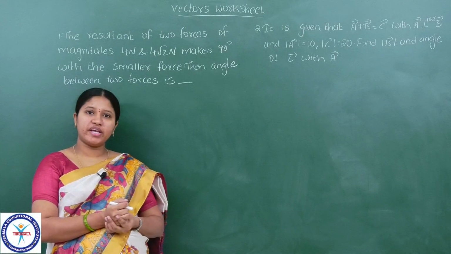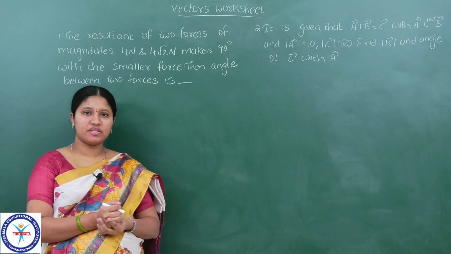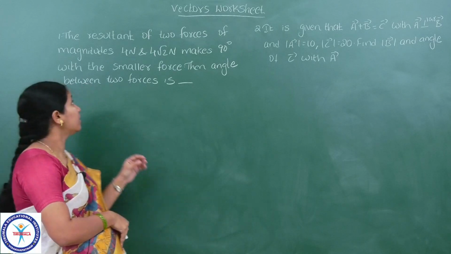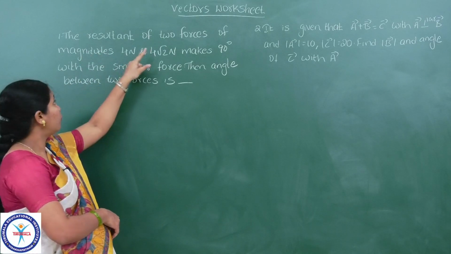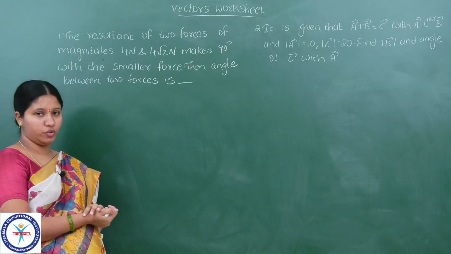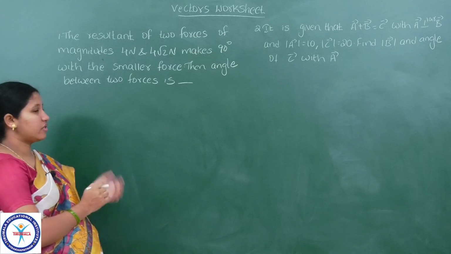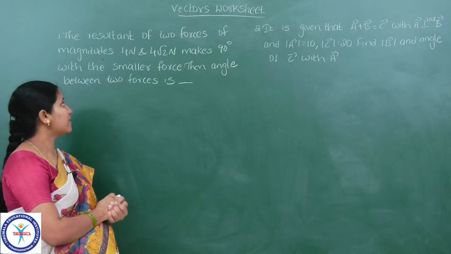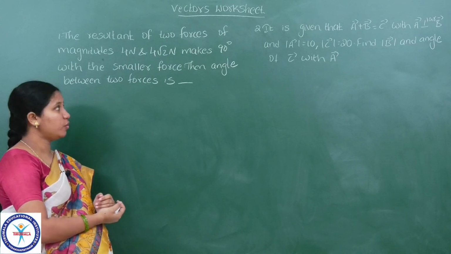Hi students, today I am going to discuss some of the problems in vectors. See the first question. The resultant of two forces of magnitudes 4 Newton and 4 root 2 Newton. So there are two forces and their magnitudes are given as 4 and 4 root 2 Newton.